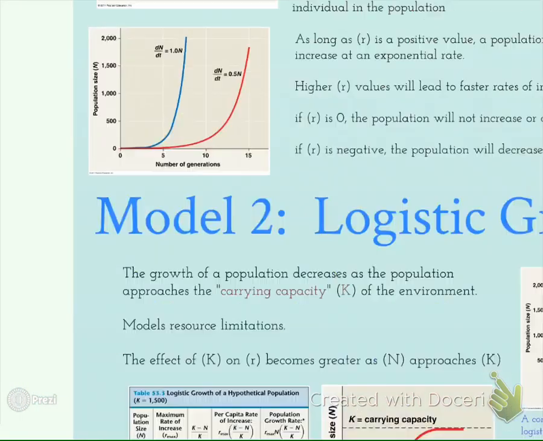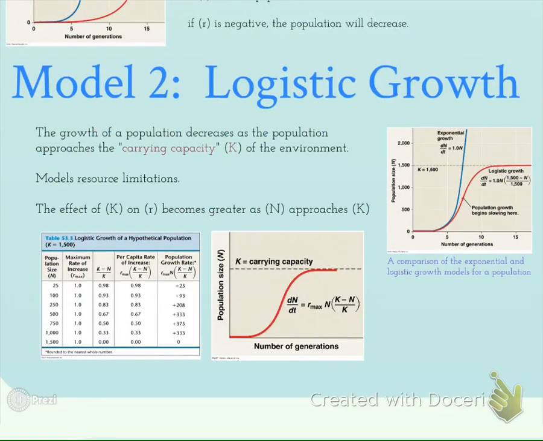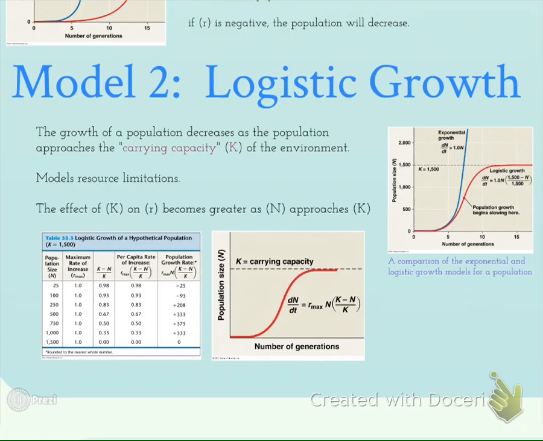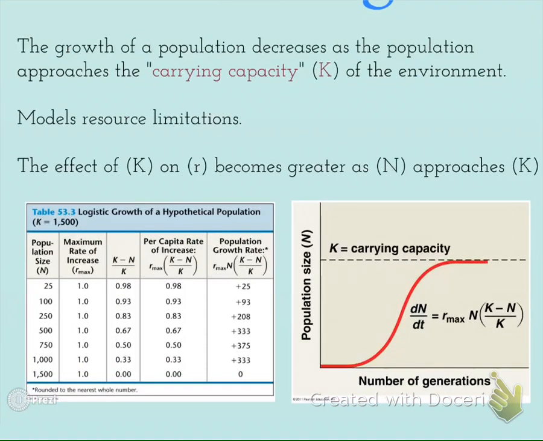Model 2 is what's called logistic growth, or S-curve. It might start off looking exponential, but eventually it starts to level off and turns into an S-curve because the population reaches what's called K, or carrying capacity. Carrying capacity is just the maximum number of individuals that the environment can support for that population. Okay?